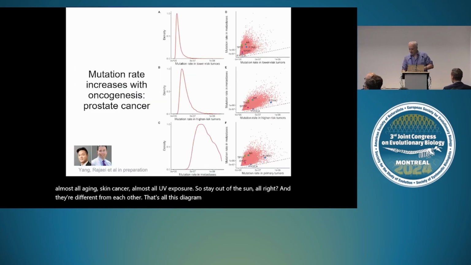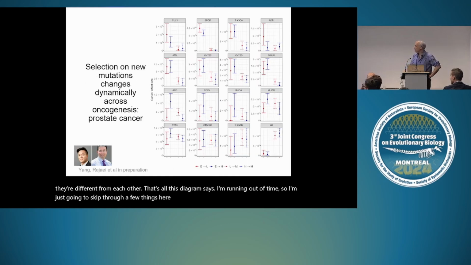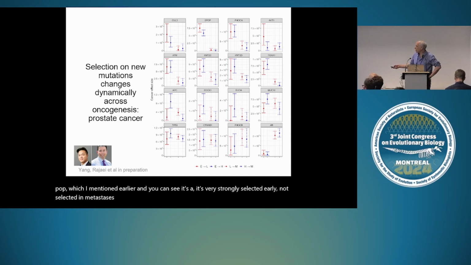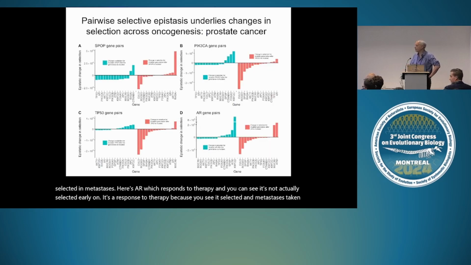I'm running out of time, so I'm just going to skip through a few things here. But mutation rate increases with prostate cancer. We can look at how selection changes across oncogenesis. So here's SPOP, which I mentioned earlier, and you can see it's very strongly selected early, not strongly selected in metastases. Here's AR, which responds to therapy, and you can see it's not actually selected early on. It's a response to therapy because you see it selected in metastases taken from patients after they had therapy.